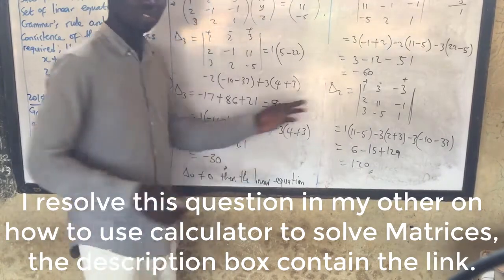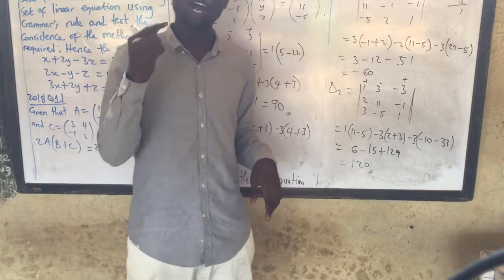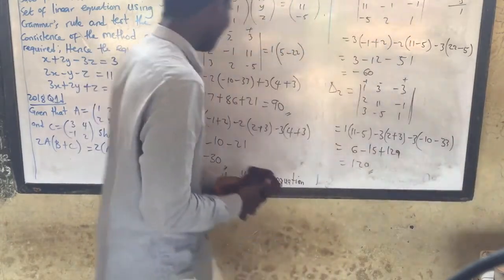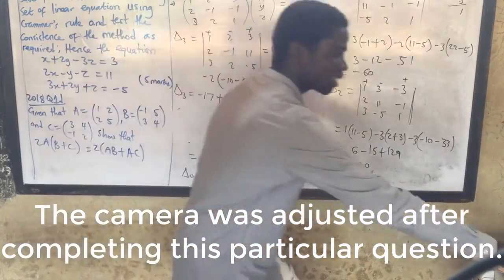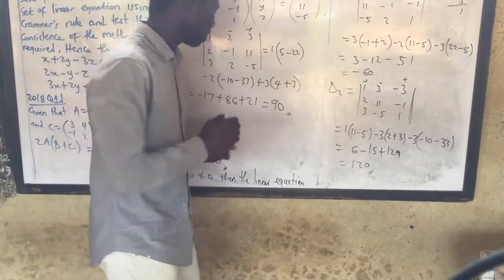So all these things you can use calculator to solve it. Do you understand? But don't forget, this is theory. You have to show solution and you have to show working. Do you understand? So now I'm done. It's just for me to get x, y, and z. The reason why I've done D1, D2, D3 is to get x.